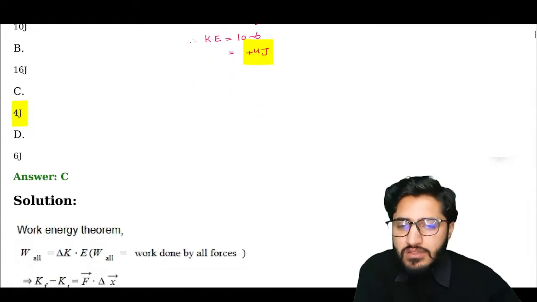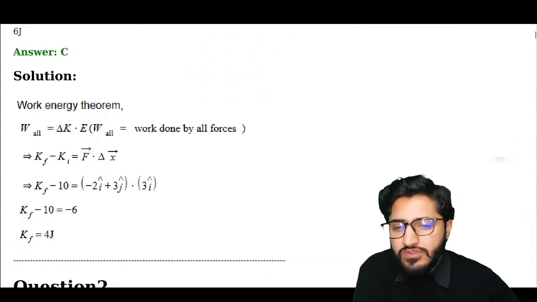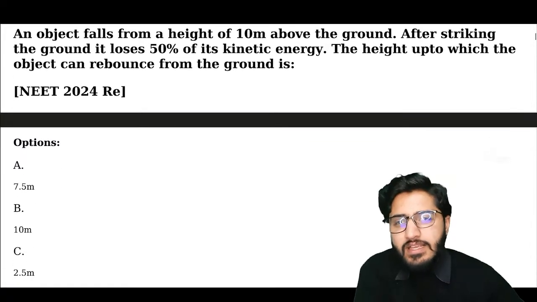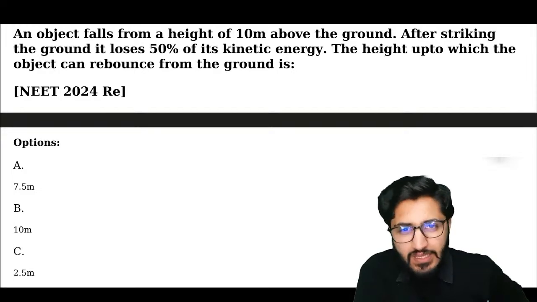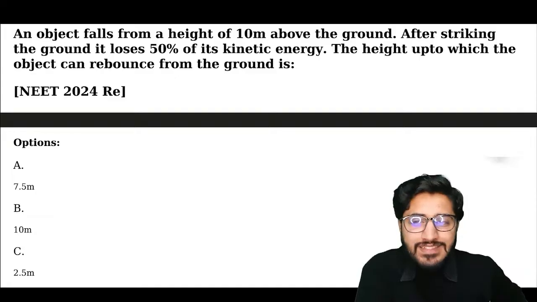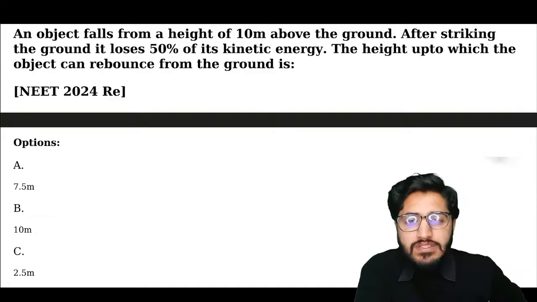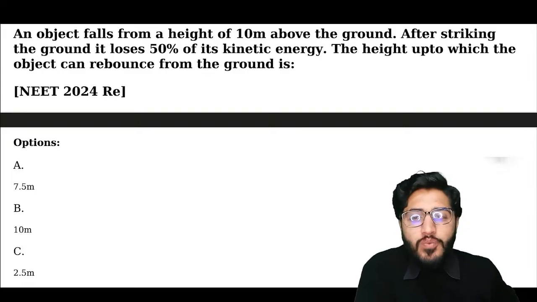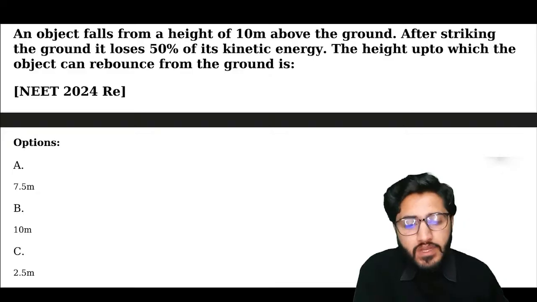Here you can get the solution of it also. Now we have question number second. An object falls from a height of 10 meter above the ground. After striking the ground, it loses 50% of its kinetic energy. The height up to which the object can rebound from the ground is.